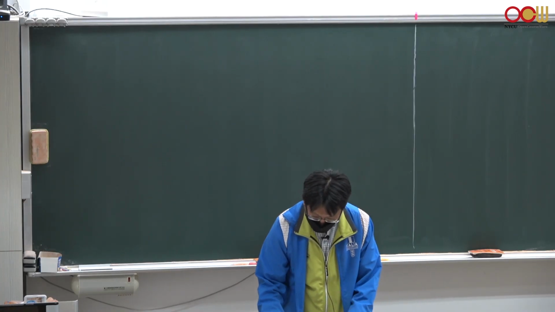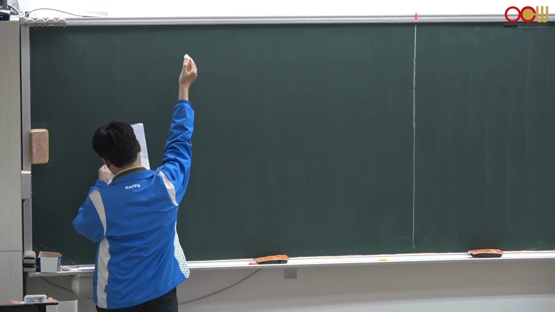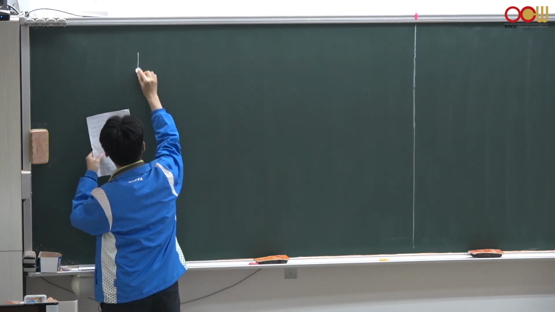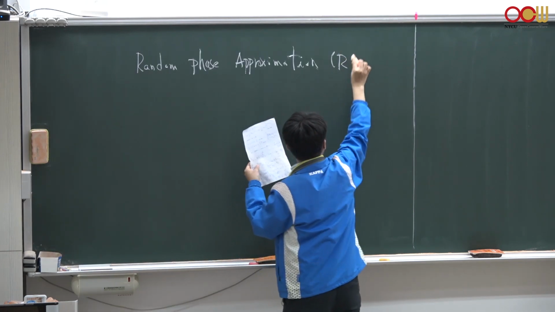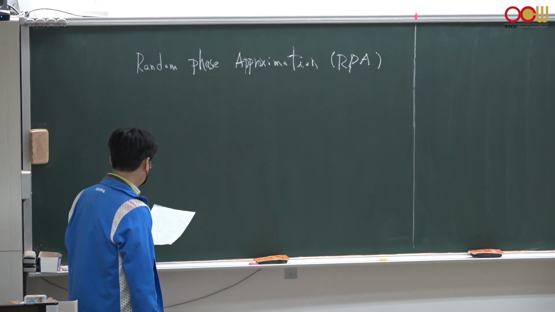So by the end of the lecture today, let me just introduce a very important approximation called the random phase approximation, or RPA. This is the approximation that we applied when we evaluated this double commutator.